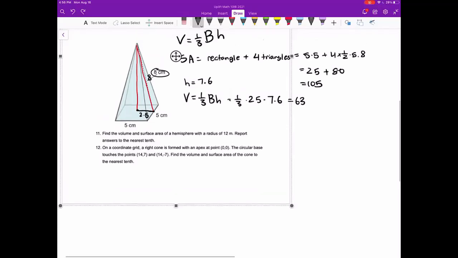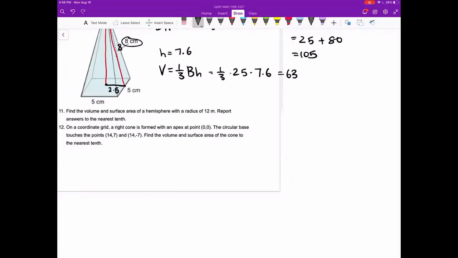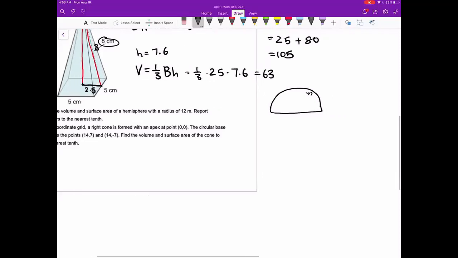If you're unsure what a hemisphere is, it's just a sphere that's been cut in half. So it's a great drawing right there. It's 3D.